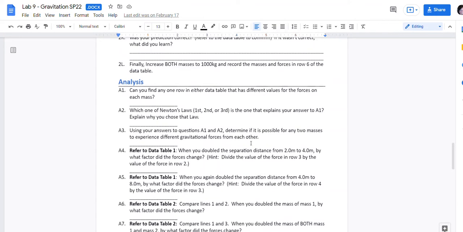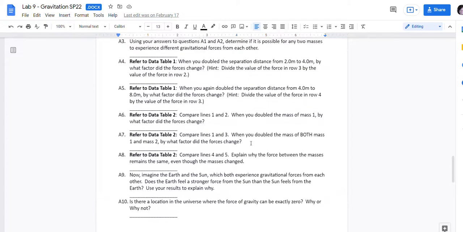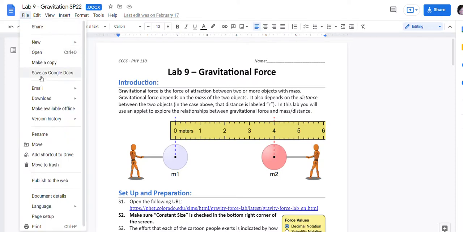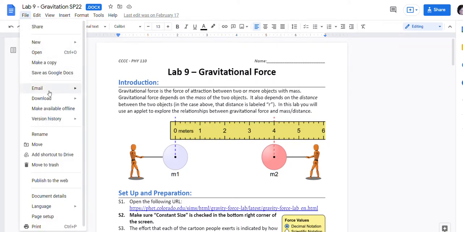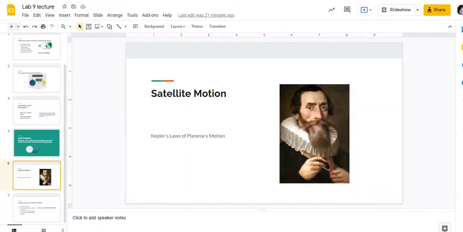So make sure that you answer your questions in complete sentences. I would open this up and go to File, and I would either make a copy of it onto your Google Drive, or you can download it as a Word document and then type your answers in and save them.